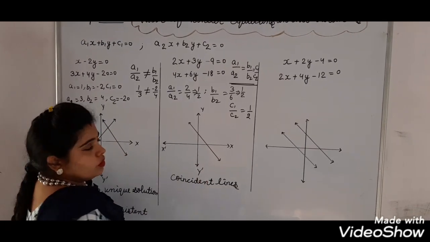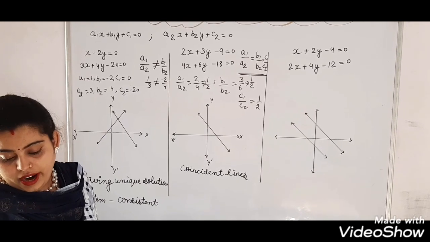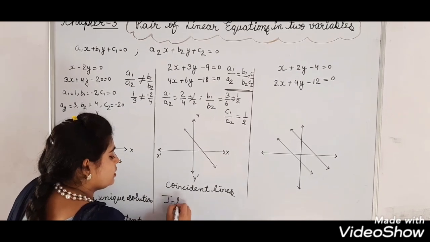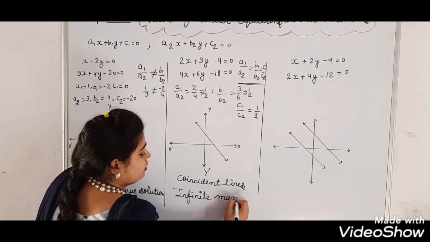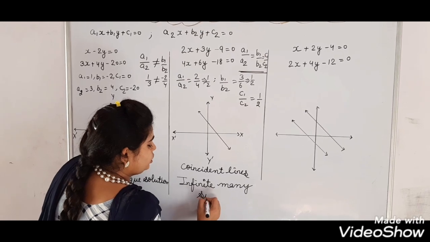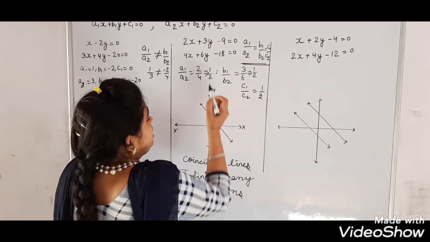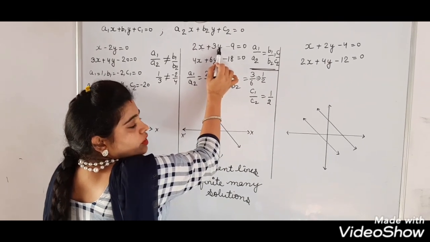lines, and these lines will have infinitely many solutions. Why will these have infinitely many solutions? If we put a value of x, then the value of y will change.